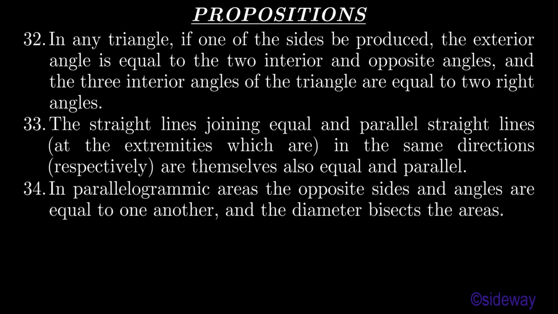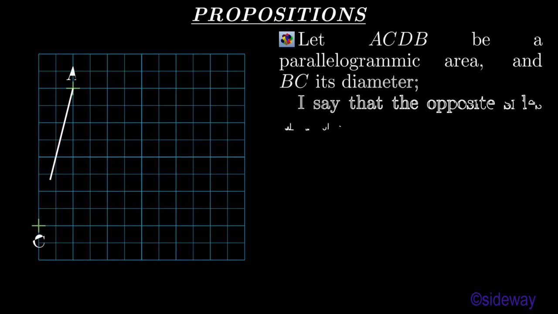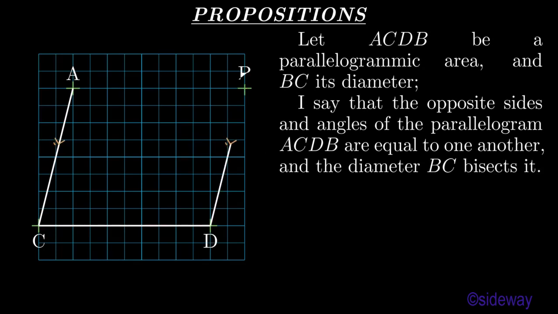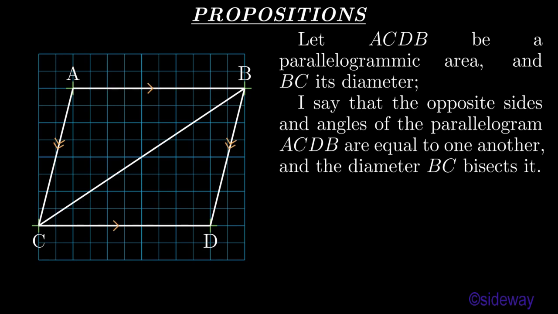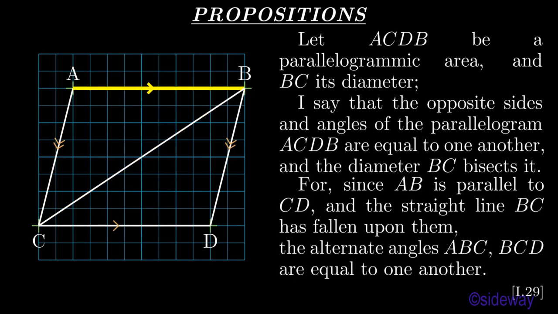Proposition 34. In parallelogrammic areas, the opposite sides and angles are equal to one another, and the diameter bisects the areas. Let ACDB be a parallelogrammic area, and BC its diameter. I say that the opposite sides and angles of the parallelogram ACDB are equal to one another, and the diameter BC bisects it.